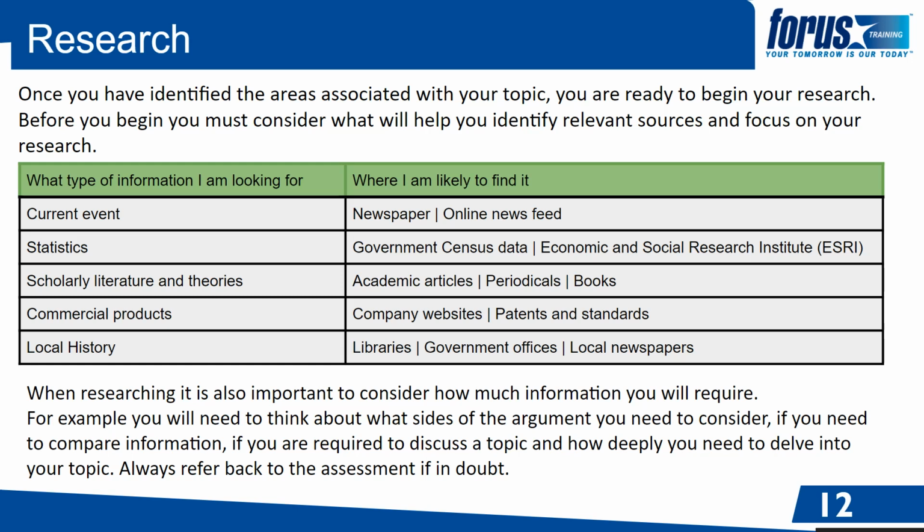Current events, where I'm likely to find it, newspaper or online news feeds. Statistics can be found on government census data, or the Economic and Social Research Institute are good sources. Scholarly literature and theories can be found in academic articles, periodicals or books. Commercial products, information on these can be found on company websites, patents and standards, and local history can be found at local libraries, government offices and local newspapers.